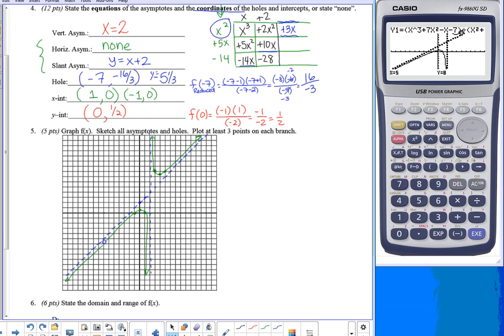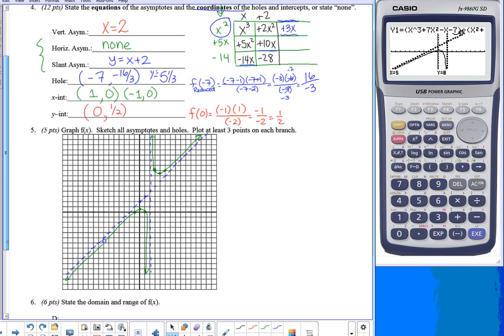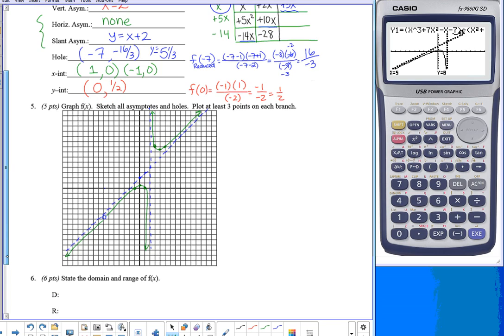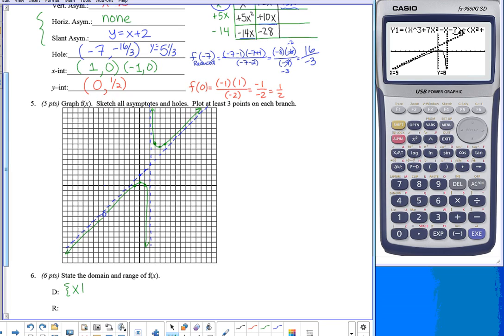I need to state the domain and range for this function in number 6. So for the domain, I can tell that x is not allowed to divide by 0 in any part of the fraction. So x would not be allowed to be -7, which was the x value of the hole, or +2, which was the x value of the vertical asymptote, the two places where the bottom of the fraction was 0. For the range, if I'm looking from top to bottom, I have this gap right here in the middle where I have no y's, right?